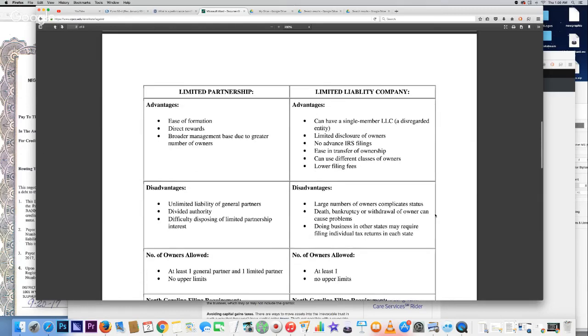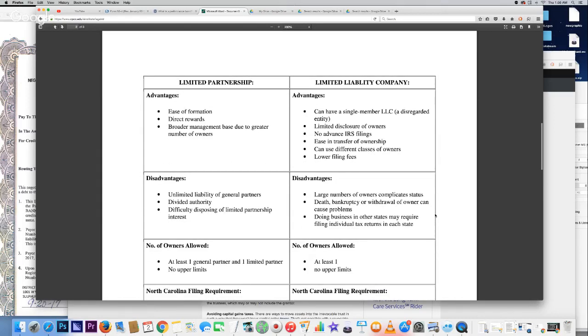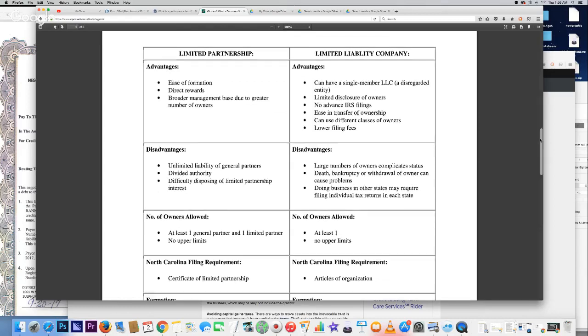All right, limited partnership versus limited liability company. Now, when we're doing our business, I prefer to go with limited liability LLCs or S corp as of right now. The way I feel about it right now. Now let's check out the advantages and disadvantages. Now the advantages of a limited partnership: we have the ease of formation, direct rewards, the broader management base due to greater number of owners. The disadvantages: unlimited liability of general partners, divided authority, difficulty disposing of limited partnership interests.